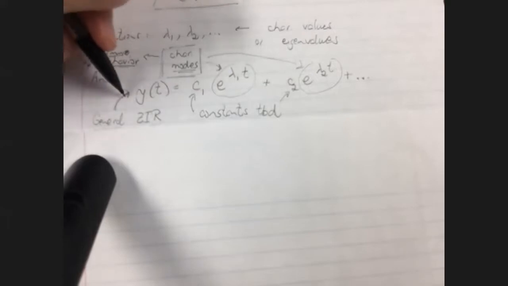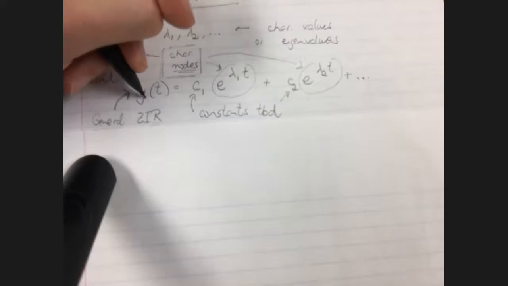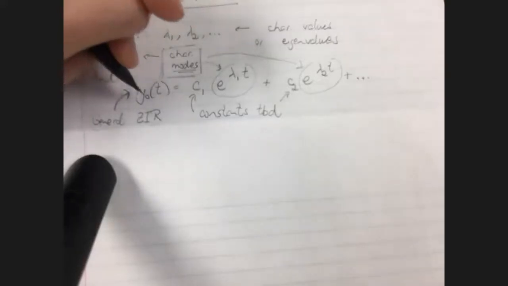So let me show you what I got there. Let's go little by little. Based on my eigenvalues, I'm going to write my y of t, which is my general ZIR. I'll put a little 0 right there, this is going to be for zero input. So my general ZIR, let's call it y0 of t. It's going to be of this form every single time.